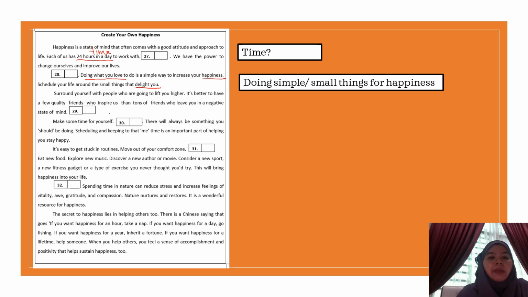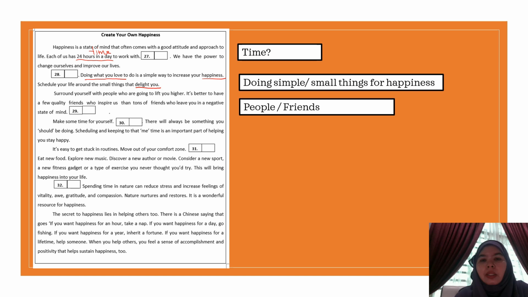Okay, paragraph 3. Surround yourself with people who are going to lift you higher. It's better to have a few quality friends who inspire us than tons of friends who leave you in a negative state of mind. And then gap number 29. Okay, I noticed the word people. So I'll underline the word people. Okay, and then quality friends. So it's about people also. So definitely paragraph 3 is about people or friends.